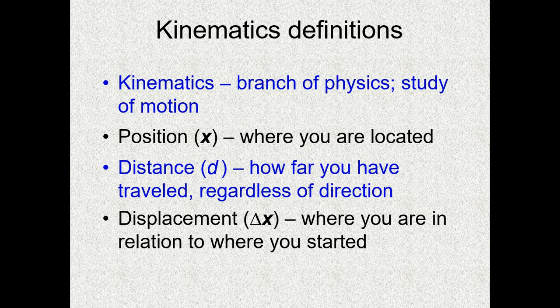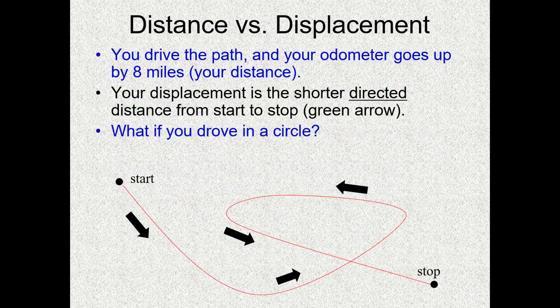Now kinematics. The definition of kinematics: it is the branch of physics that studies motion. Position, represented as x, is where you are located. Distance, d, is how far you have traveled regardless of direction. And displacement, delta x, is where you are in relation to where you started.